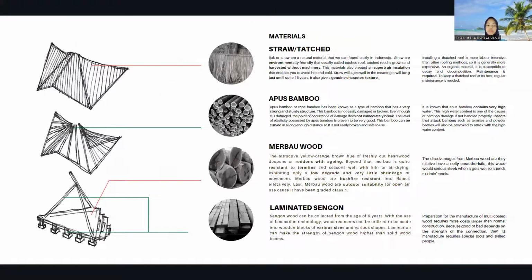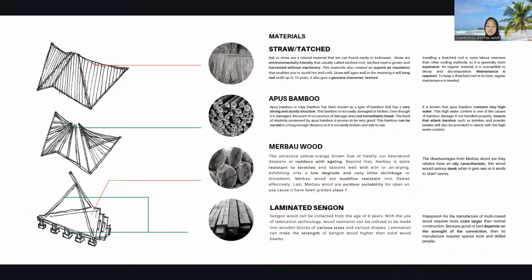The materials that will be used in the real building: the first one is straw for roofing using a thatch technique. And the second one is apus bamboo. Apus bamboo is also known as a very strong and sturdy structure, and it doesn't immediately break if you crack it. And the elasticity is very good, which is good for curves. The third one is marba wood.